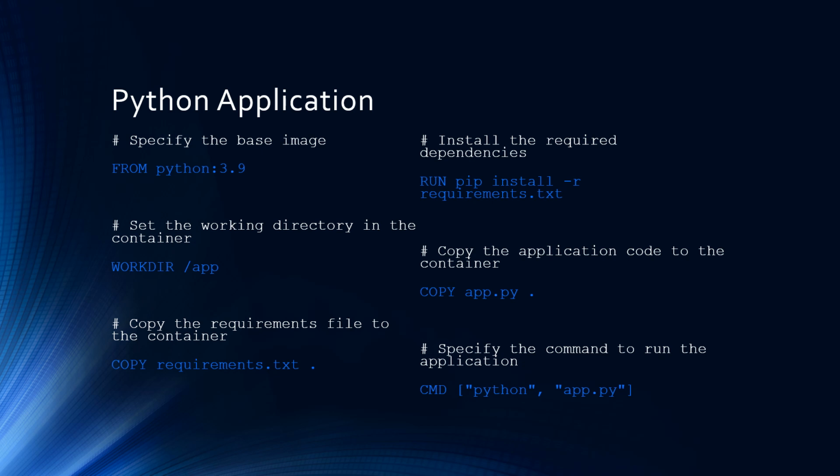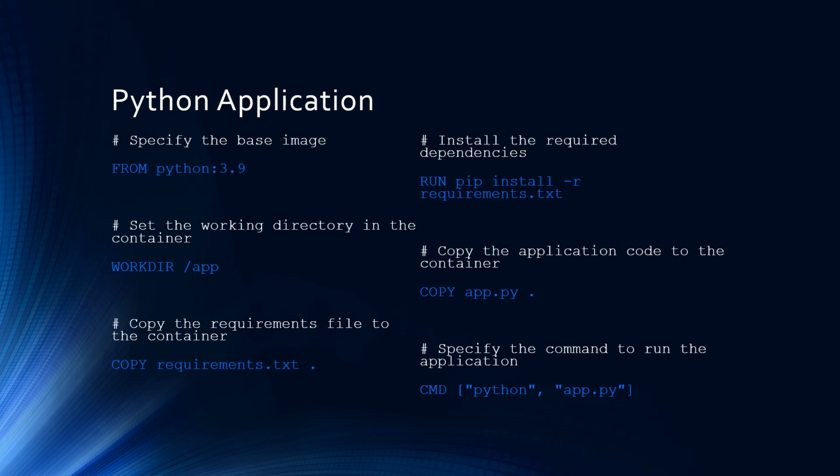One crucial practice I've learned from production deployments is to copy your requirements.txt file separately before the application code. This leverages Docker's layer caching effectively. If your dependencies haven't changed, Docker will use the cached layer, significantly speeding up your builds.